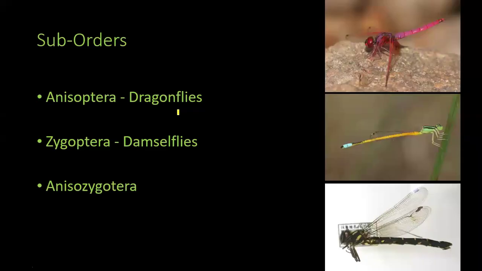Anisoptera is what we refer to as dragonflies, and suborder Zygoptera is what we generally refer to as damselflies. This image shows a dragonfly, this second image on the right side shows a damselfly, and the lowest image shows an Anisozygopteran of the third suborder.